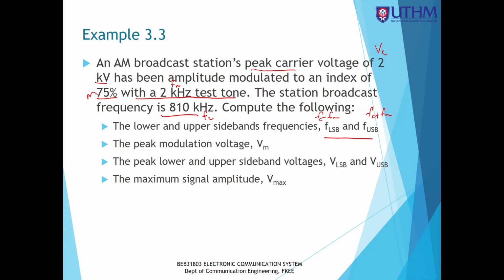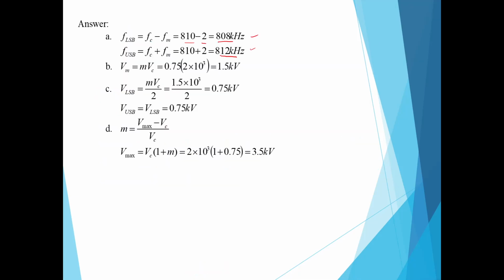Find the peak modulation voltage, Vm. Vm is equal to M times VC, because we already know M and we already know VC. So we can calculate Vm: 0.75 multiplied by 2000 volts, so you get 1.5 kilovolt.